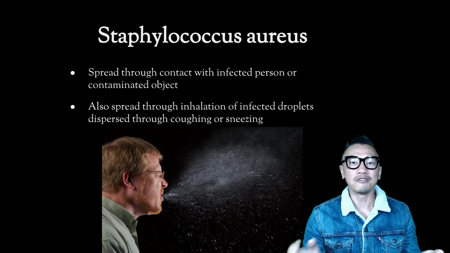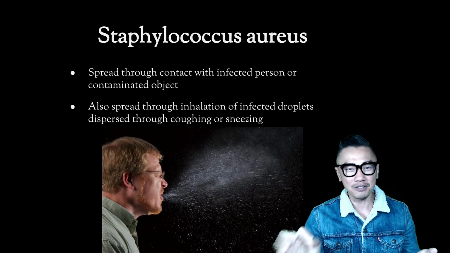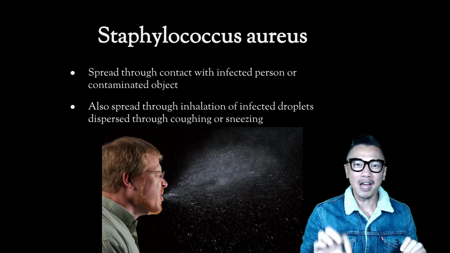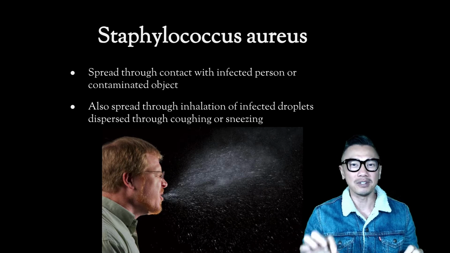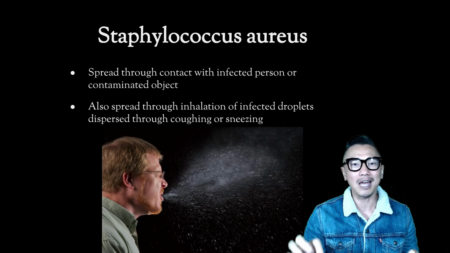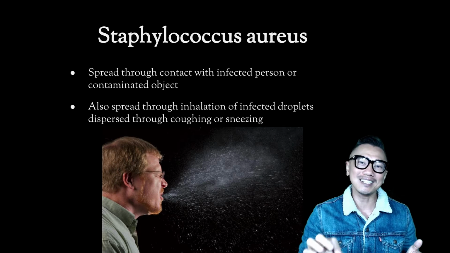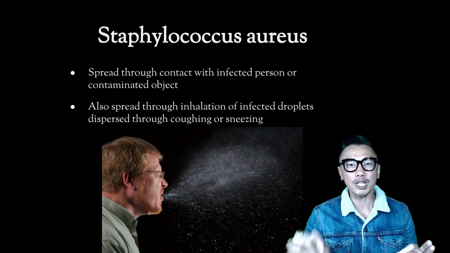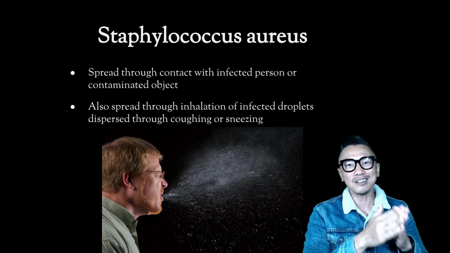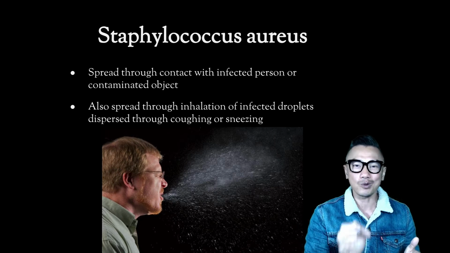Staph can spread from person to person in a number of ways. First, staph can spread through contact with an infected person or a contaminated object. Secondly, it can spread through the inhalation of infected respiratory droplets when an infected person coughs or sneezes.